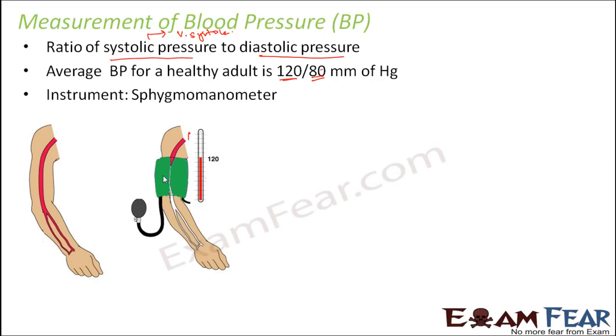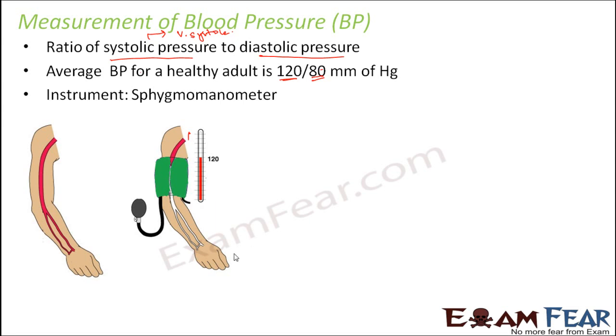But when you release the band, what happens? Gradually the blood vessels start to relax. On relaxing, the sound fades. If you listen with your stethoscope, the sound will fade and the pressure will also start to reduce, and finally it will reach a minimum value. That minimum value or reading is the diastolic pressure. That is how pressure is measured.